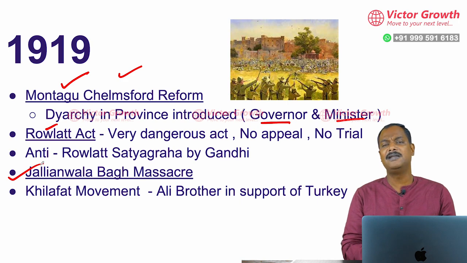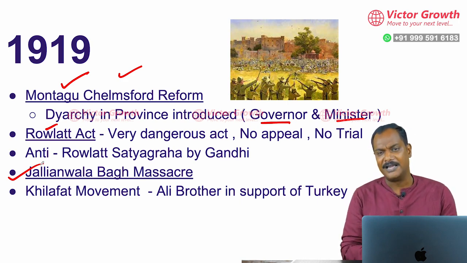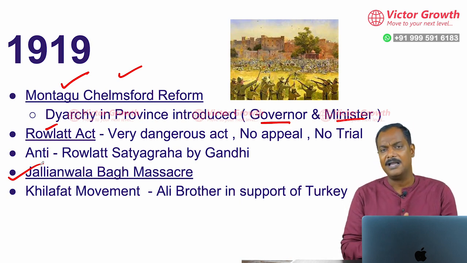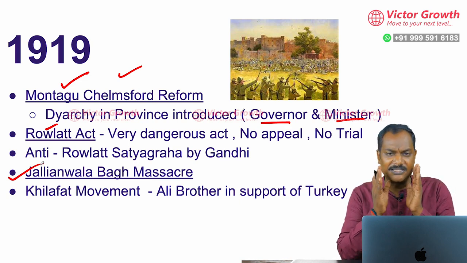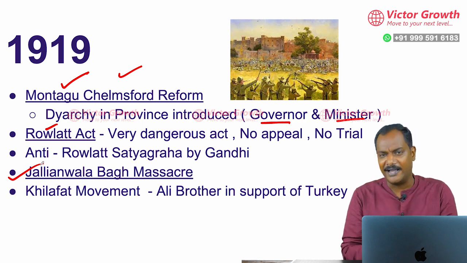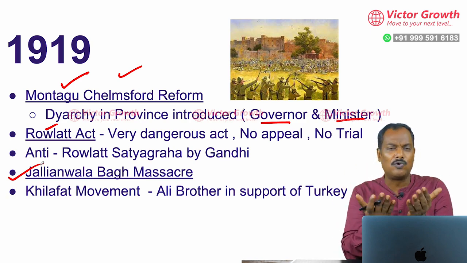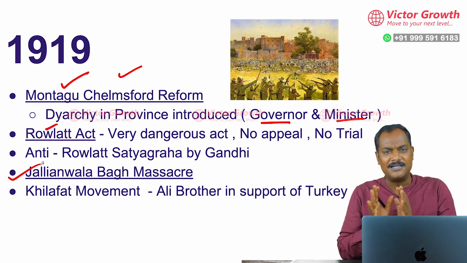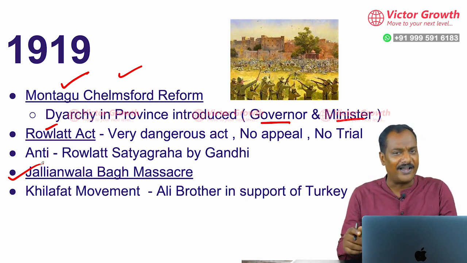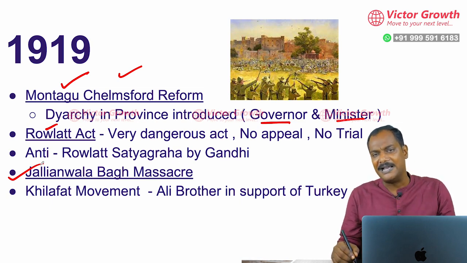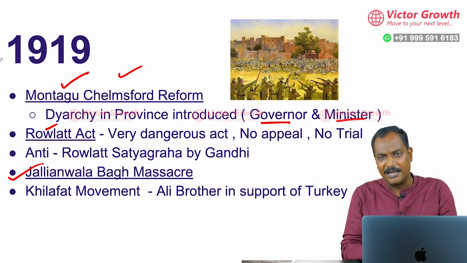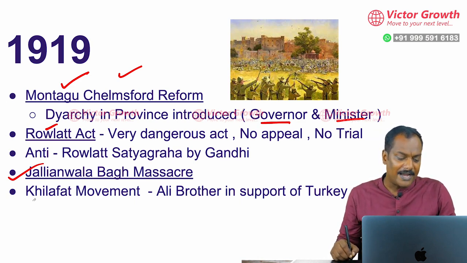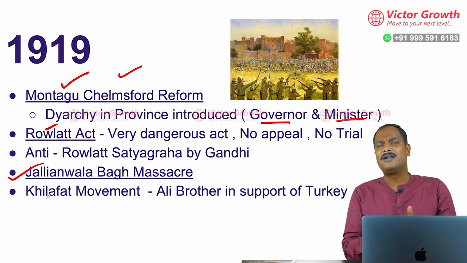Then the third point will be the Jallianwala Bagh massacre. Innocent, unarmed people were killed by British brutality. General Dyer comes and asks his soldiers to open fire in Jallianwala Bagh, which is actually enclosed by a big wall. People cannot escape. Only one exit, and that was closed by the soldiers, and they are firing. In fact, people were celebrating Baisakhi on 13th April 1919.